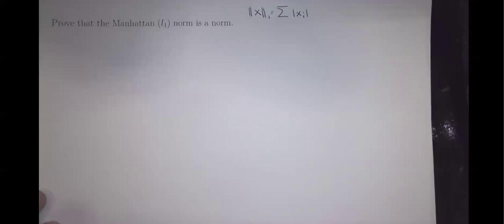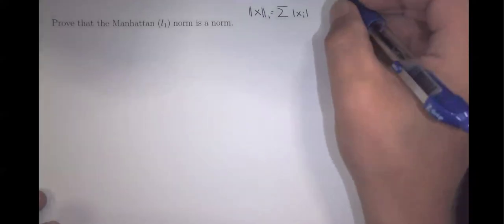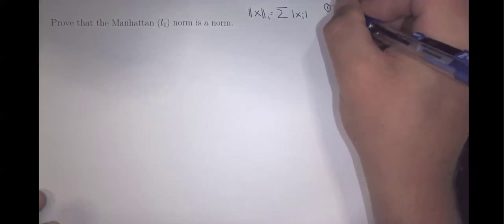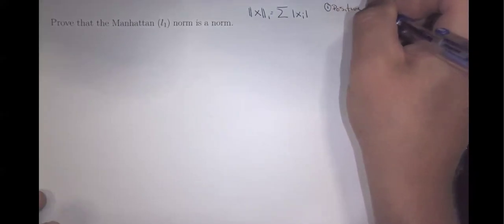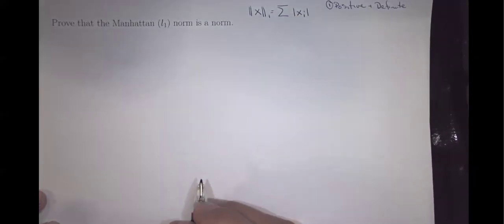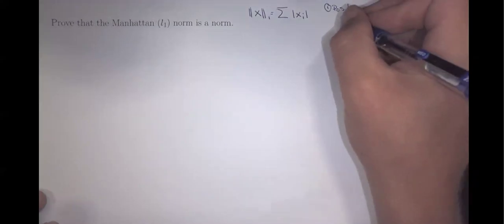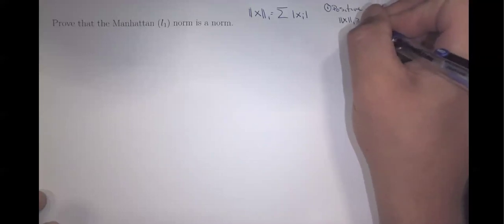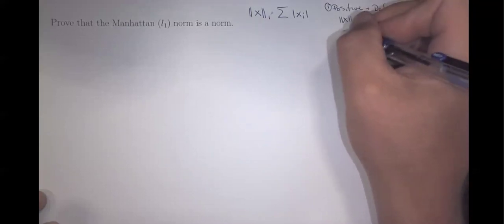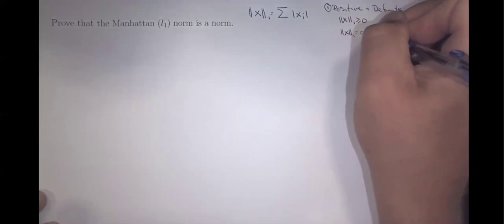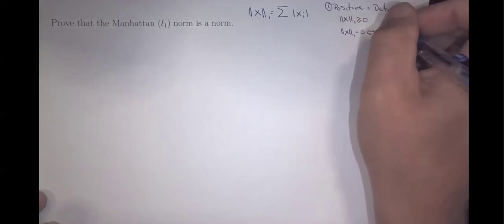And a norm satisfies three properties: positive definite, okay, which means that the one norm for x is greater than or equal to 0, and that the one norm for x is equal to 0 only when x is a 0 vector.